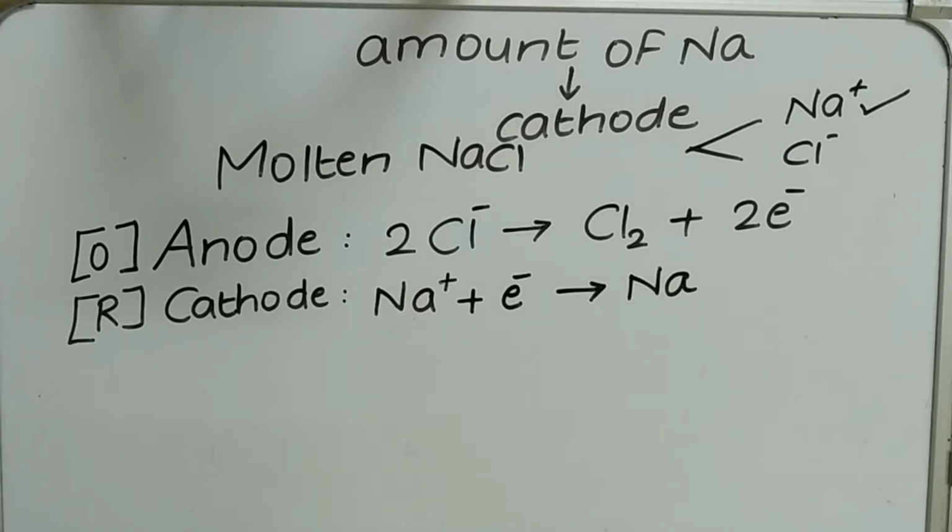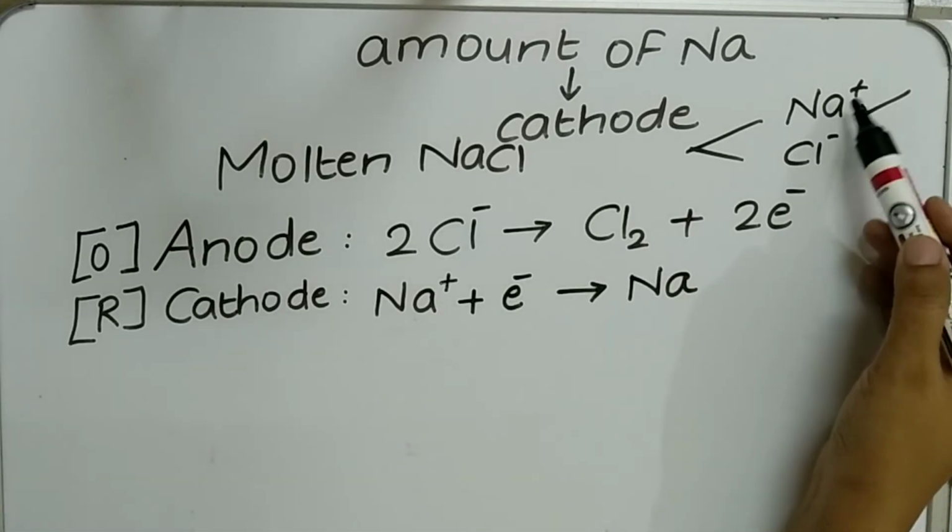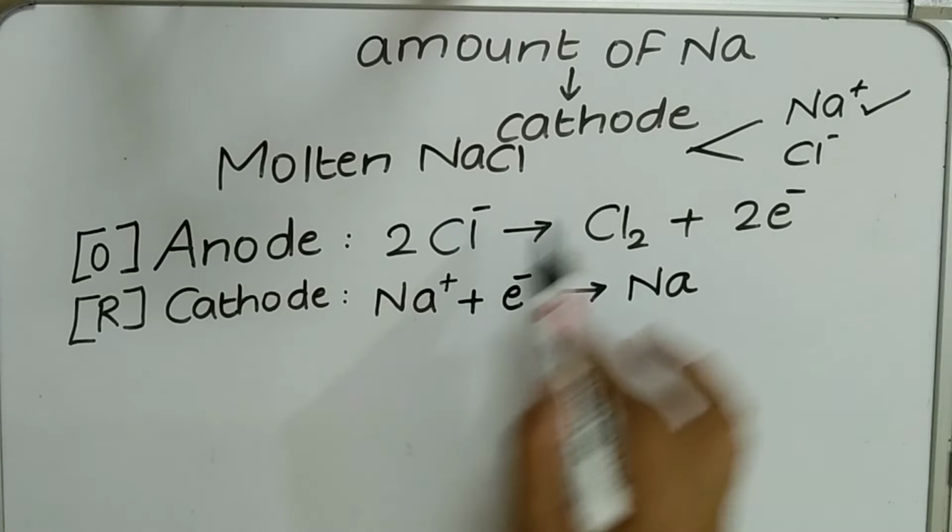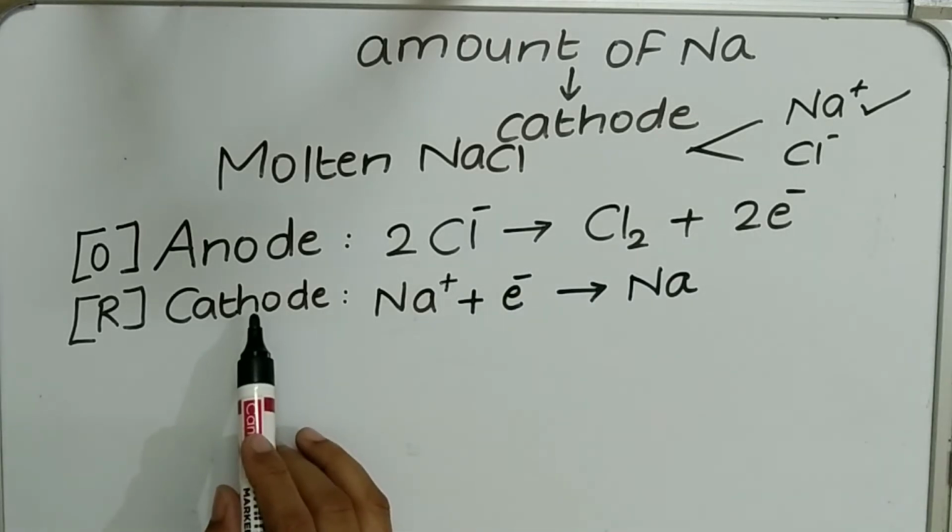So my question is, what is the amount of sodium deposited at cathode? The question I have given is molten NaCl. So the molten NaCl electrolyte splits into Na plus and Cl minus ions. I have written the equations at anode and cathode here. Cl minus is a negative ion, so it will move towards anode. Sodium is a positive ion, so it will move towards the negative electrode, which is cathode.